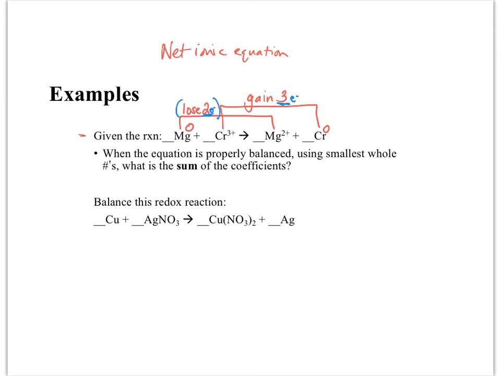So in order to make this part equal to 6, I multiply everything by 3. In order to make this part equal to 6, I multiply everything by 2. So basically what I do is I take that number and I write it in as a coefficient in front of both of those elements. It has to go with both of them, right? I can't put a 3 in front of one magnesium and not the other. And then I put the other multiplier, the 2, for the chromiums.